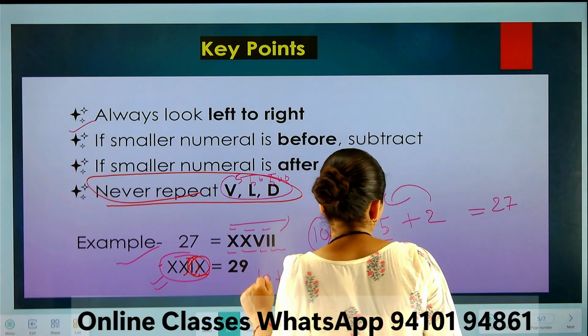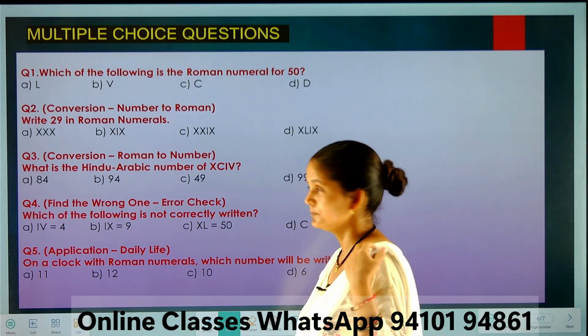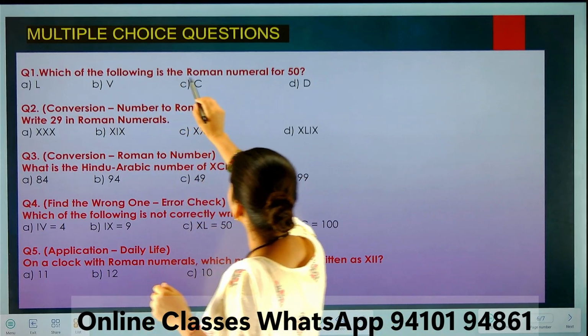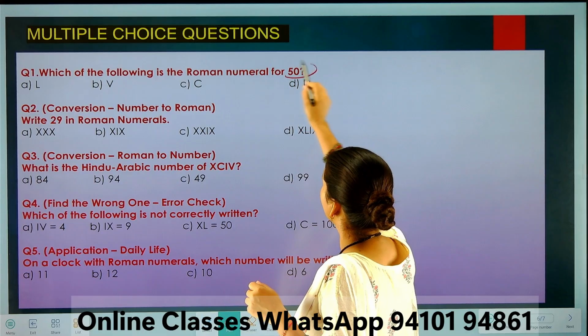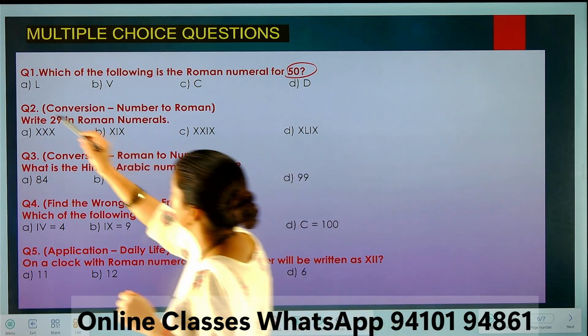Okay? Now it's time for the exercise. Which of the following is the Roman numeral for 50? Roman numeral for 50. 50 is L.